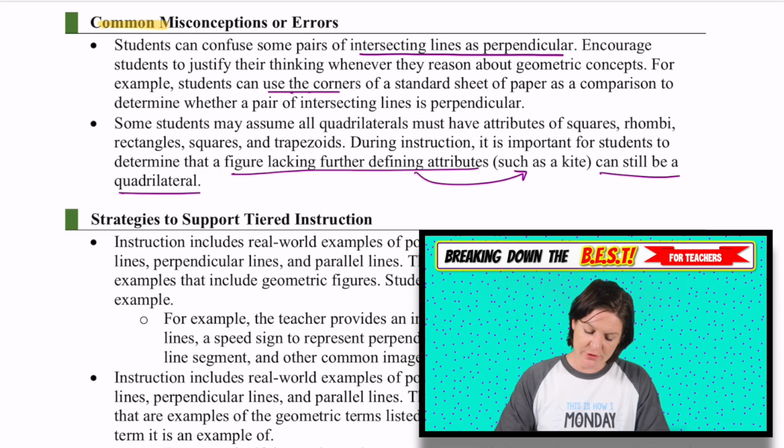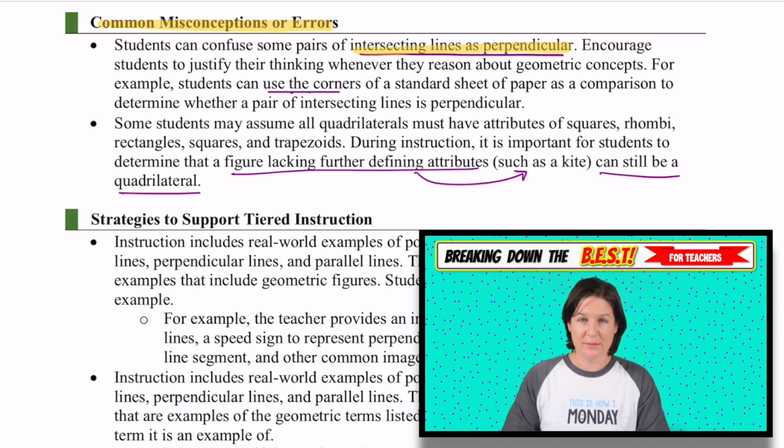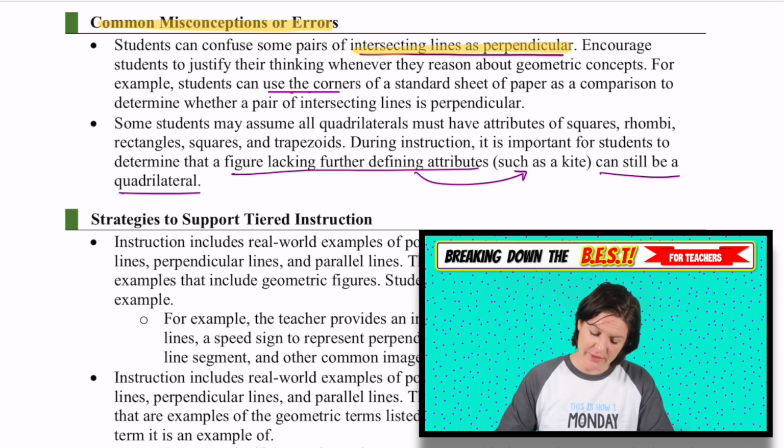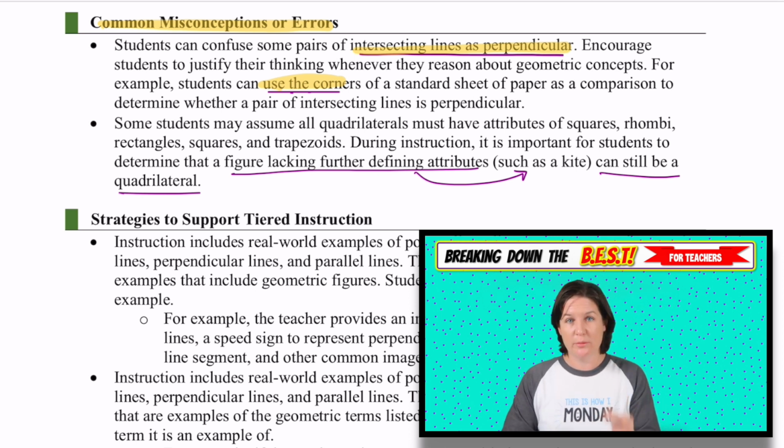Some errors too that students make. Some students can confuse intersecting lines as perpendicular. I found that students will confuse perpendicular lines sometimes as just being intersecting and not seeing them as perpendicular. So be careful with that. And we can use those square corners on sheets of paper to really determine if it has those right angles or not, to determine if lines are perpendicular or not.